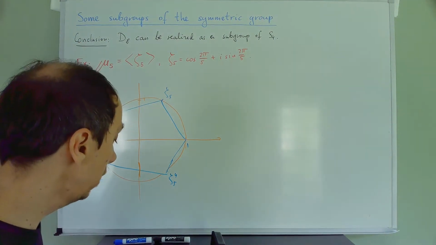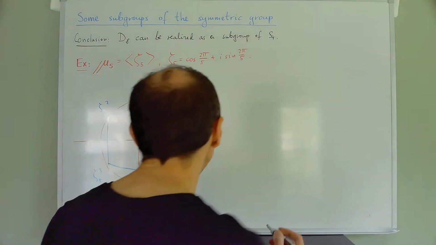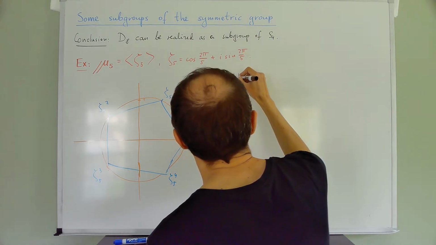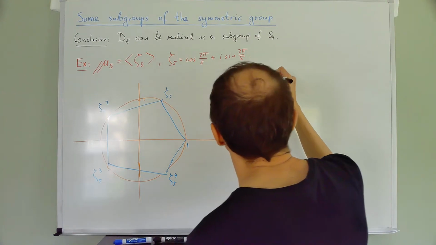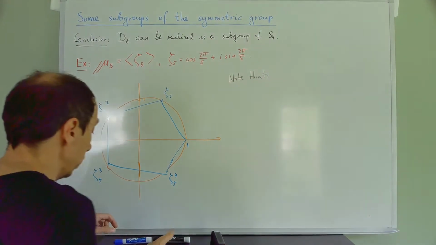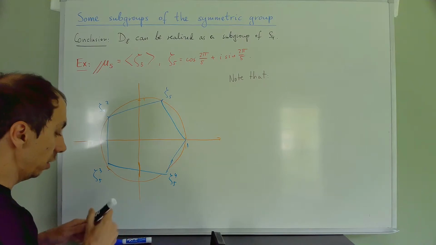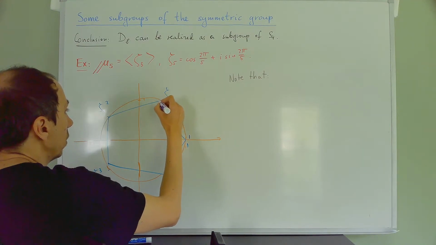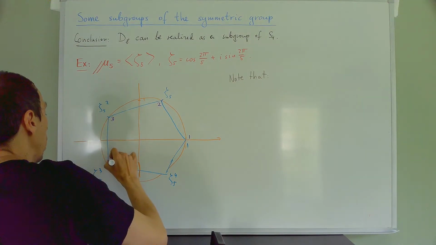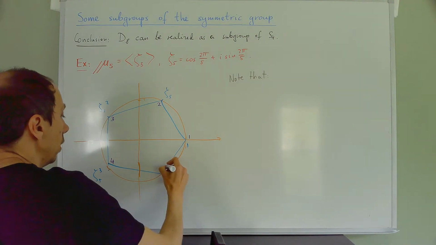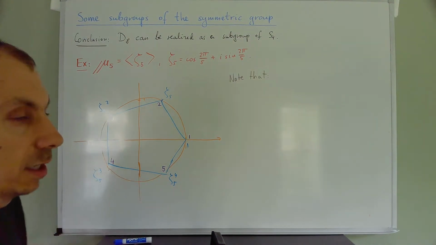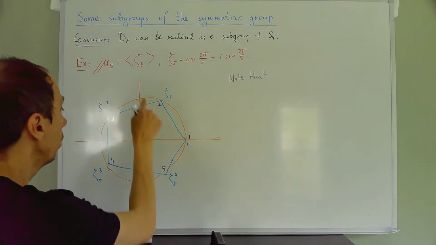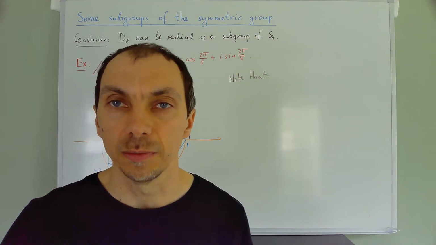But I'm going to realize it in a slightly different way. Namely, first, before I do this, let me number the vertices. I'm going to number this one 1, this one 2, 3, 4, 5. You might have said, why don't you number them as the powers of zeta? I could have done that as well, but I like to have numbers 1, 2, 3, 4, 5 because I'm thinking about the symmetric group already.